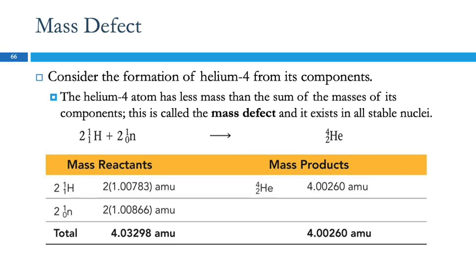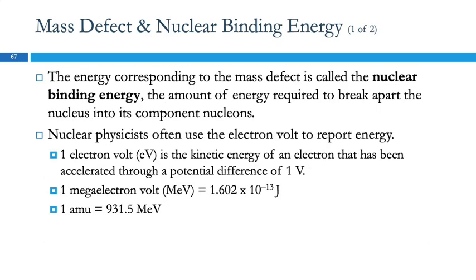And so the actual atom has less mass than the sum of the masses of its components. This is called the mass defect. It's like it shouldn't happen, right? You add up the pieces, and that should equal the whole thing. But no, the whole thing weighs a little less than the sum of its components. This is a mass defect. It exists in all stable nuclei. The energy that corresponds to that mass defect is called the nuclear binding energy. So that's the amount of energy that you would need to expend to break apart the nucleus into its component nucleons.